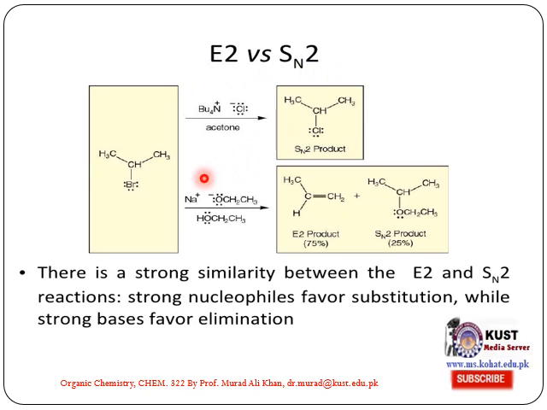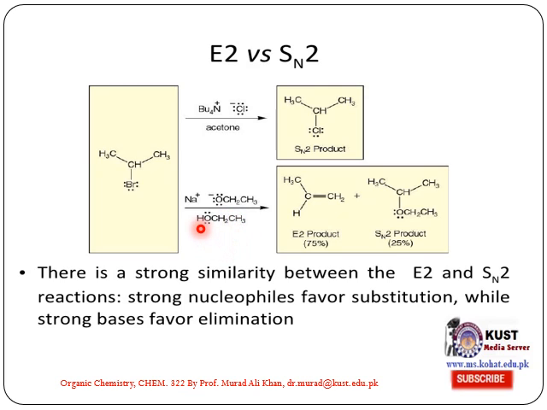This is like here, you see this molecule. This is a secondary halide, and here we have a protic solvent, and this is a bulky base. So the E2 product will be obtained.